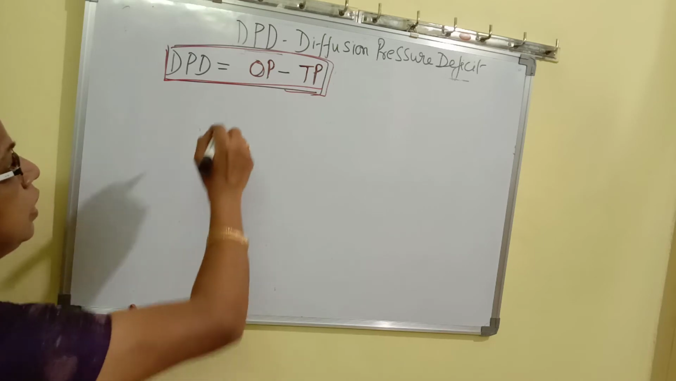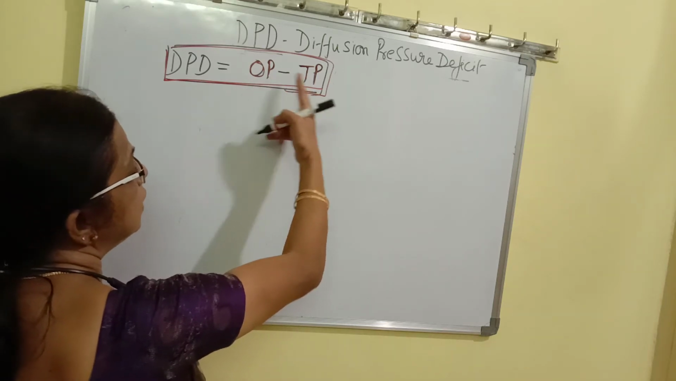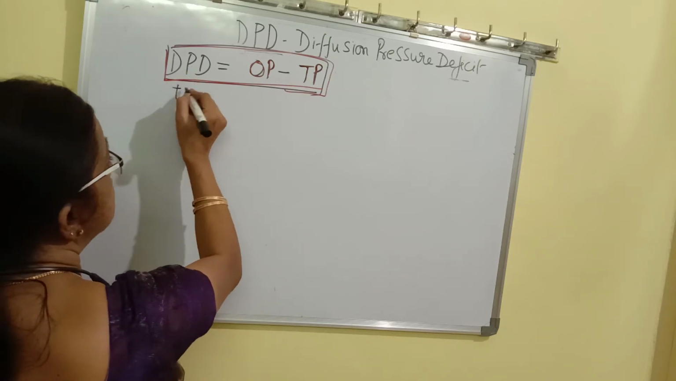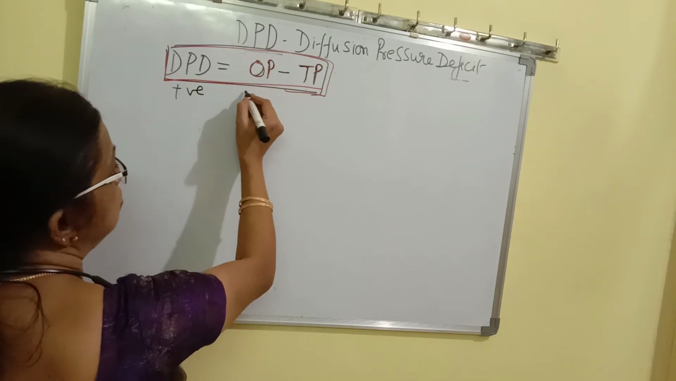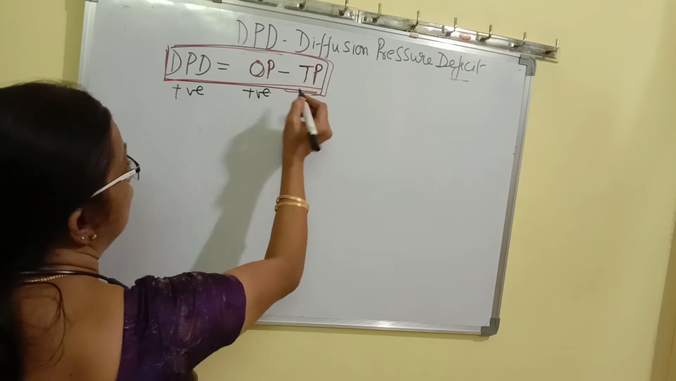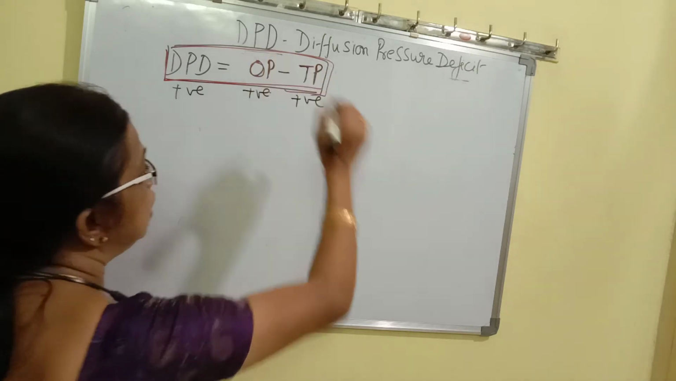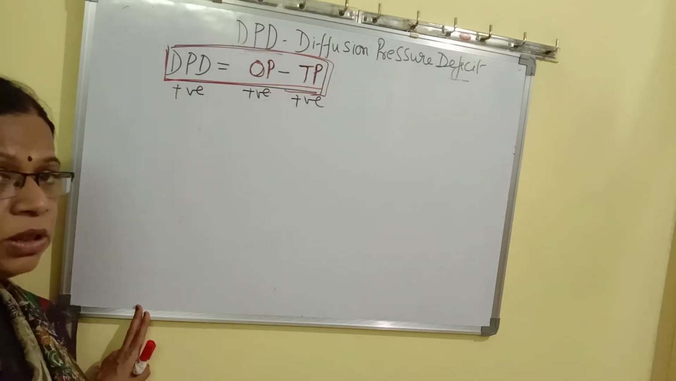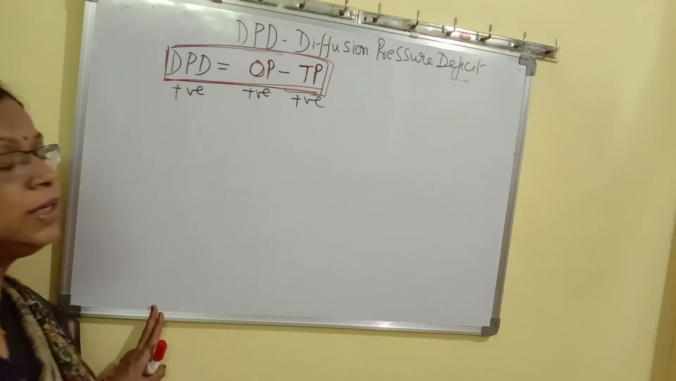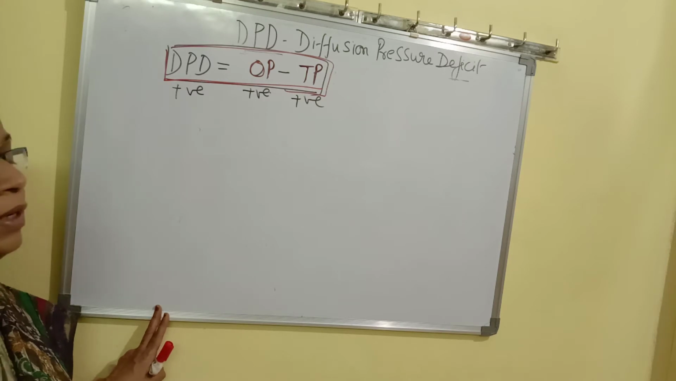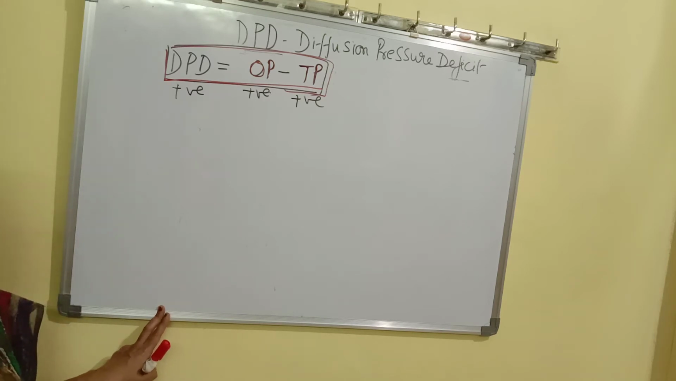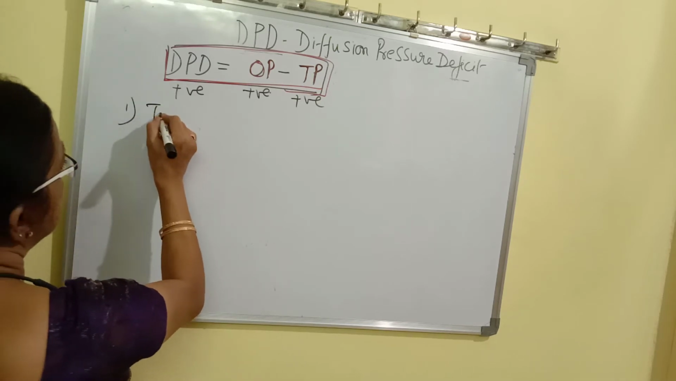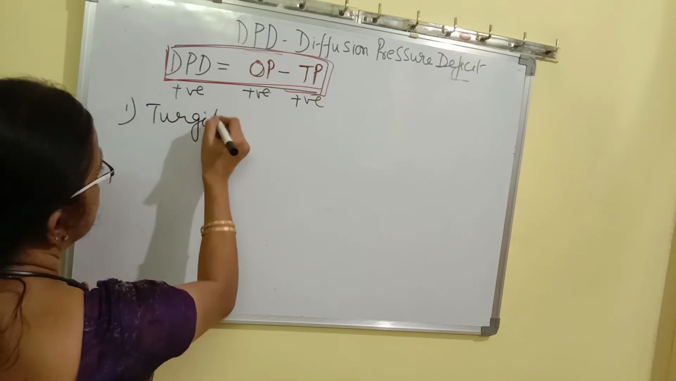Osmotic pressure normally is more than turgor pressure. So the difference between these two will be DPD. DPD is always a positive value. Osmotic pressure also is a positive value and turgor pressure also is a positive value. So since DPD is positive, osmotic pressure in a cell is always more than turgor pressure. Now we will see this expression in two conditions. First one, in case of a turgid cell.